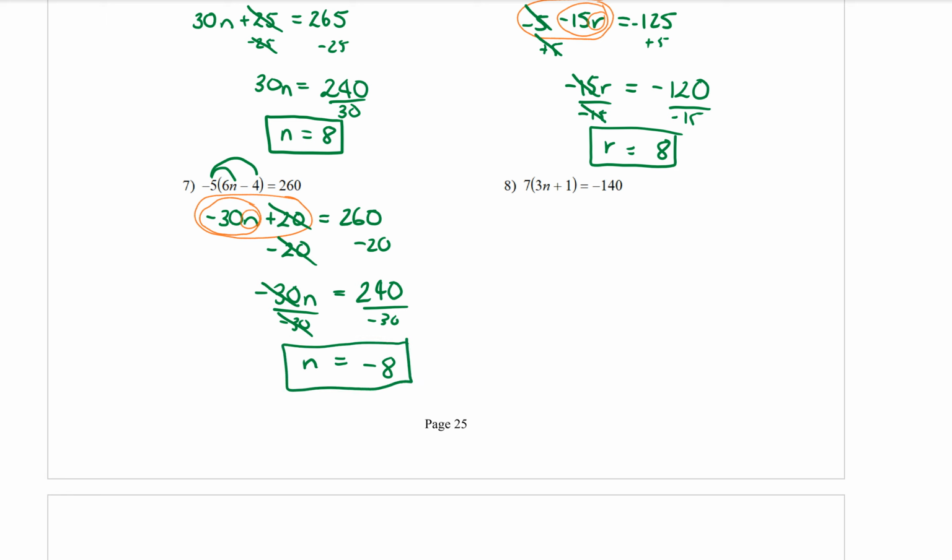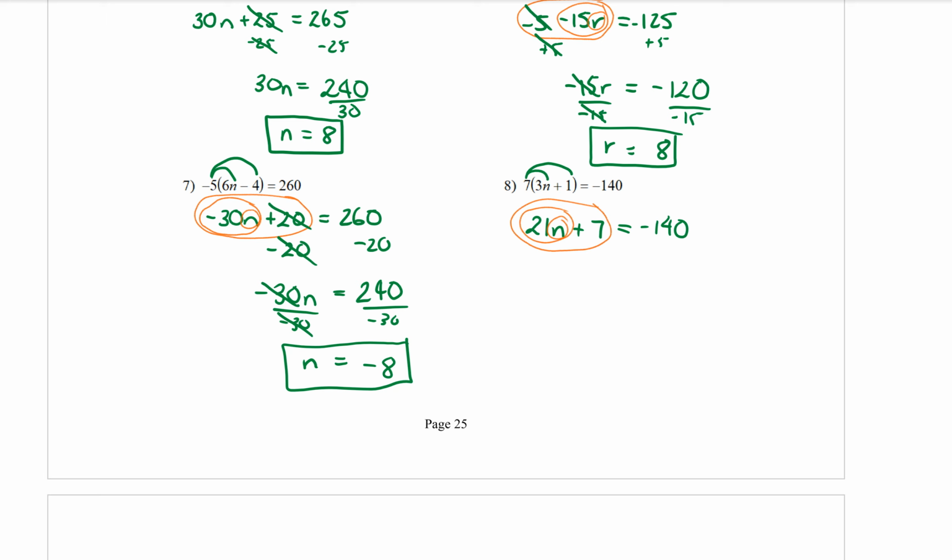And one last one, and then you've got to do it all on your own. Expand the bracket. 7 times 3n. 7 times 3 is 21n. Plus 7 times 1 is 7. Equals minus 140. Okay. And what I'm trying to find, it's been times with 21 and then plus 7.